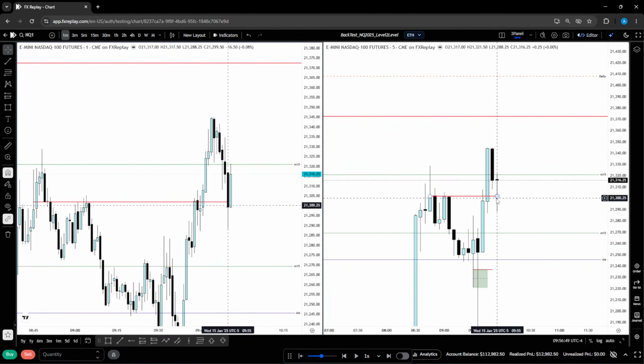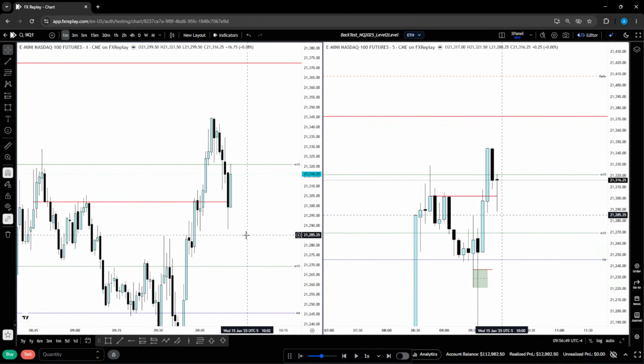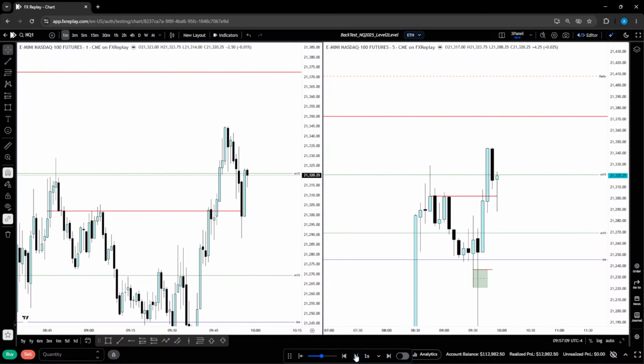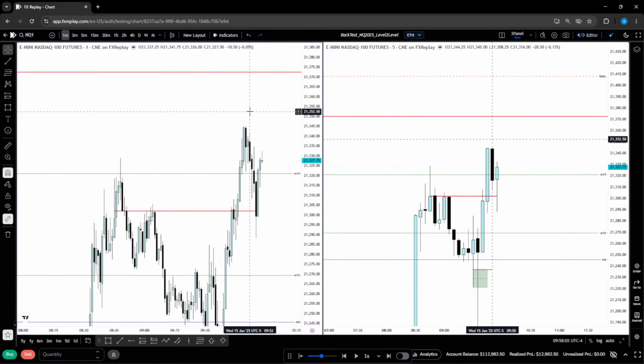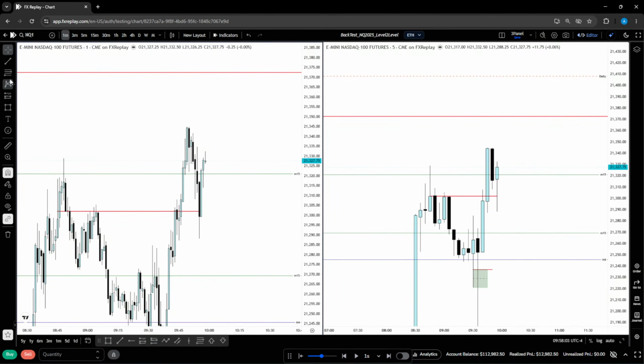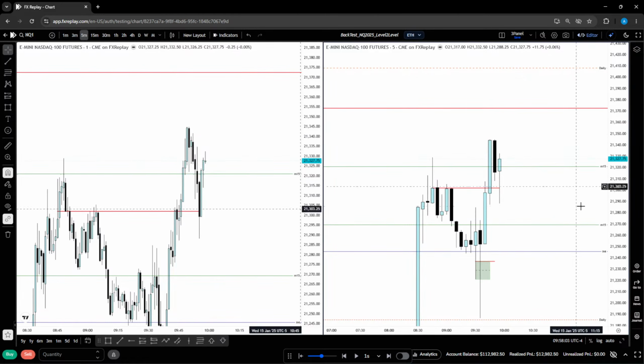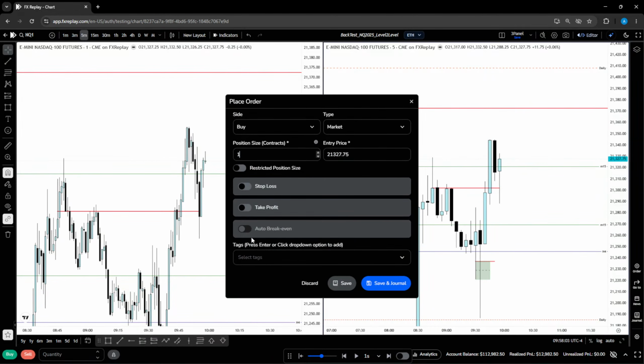So we can say we came back down here, try to test some of these levels. I will see if we close back up above the 15 level. Okay, we closed above the 15 level, so now we could go long. And again, there is a little reason to be concerned here. But it's worth trying.